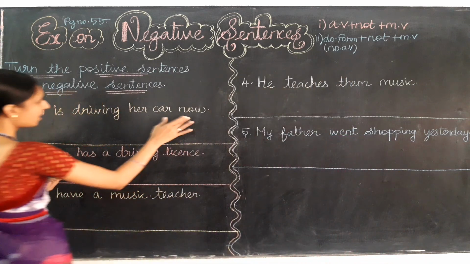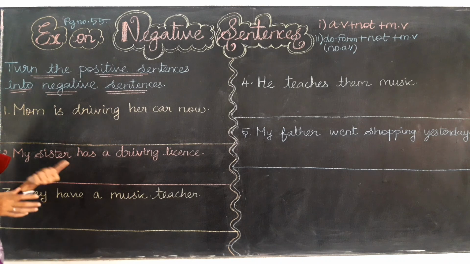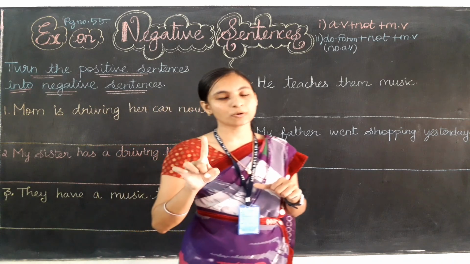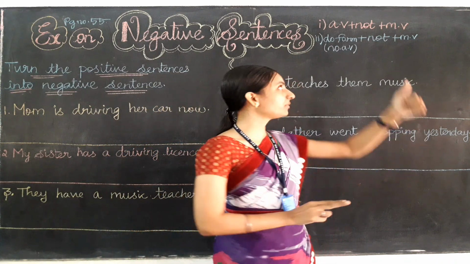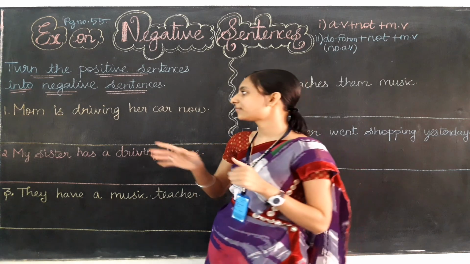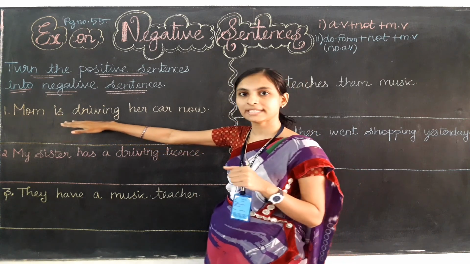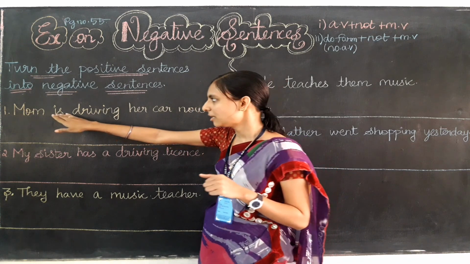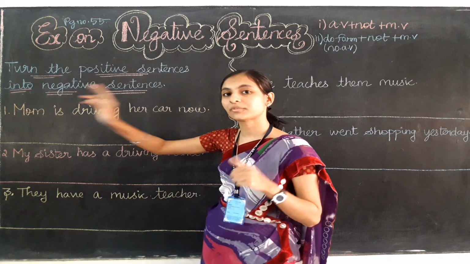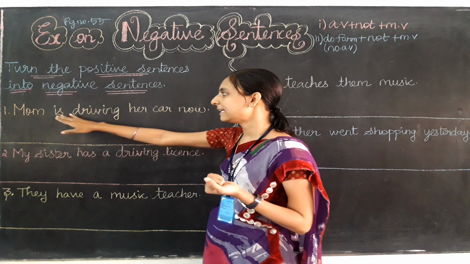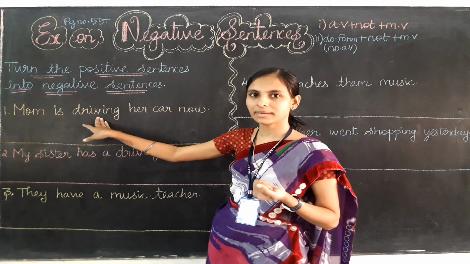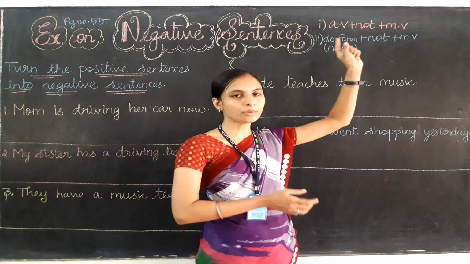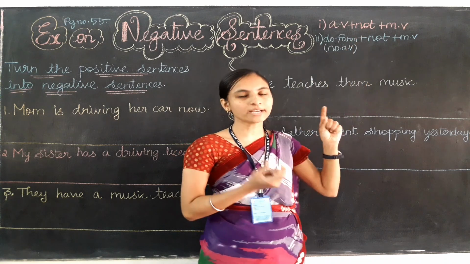Mom is driving her car now. Here we need to check whether this sentence contains the auxiliary verb and also the main verb. If yes, then we can apply the first rule. Can you find any auxiliary verb here? Yes, that is. After the subject we can find the auxiliary verb is. It belongs to the be form verbs, so it is an auxiliary verb, and it also has the main verb, driving. Then we can apply the first rule: after writing the auxiliary verb we need to write not and then the main verb.